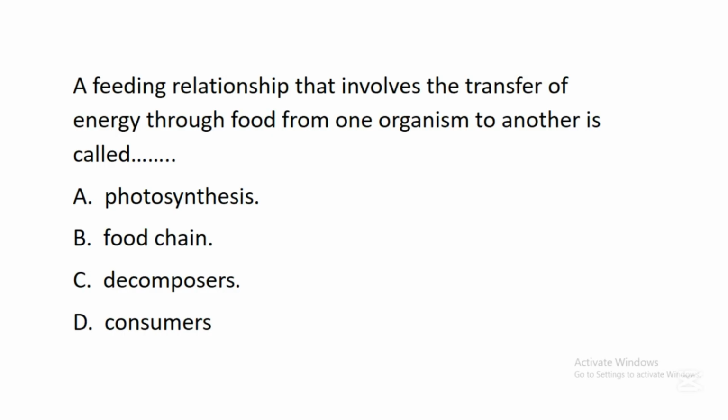The first question we have here says, a feeding relationship that involves the transfer of energy through food from one organism to another is called dash. A. Photosynthesis. B. Food chain. C. Decomposers. D. Consumers. In this question, the correct answer is B. Food chain. This food chain is a feeding relationship that involves the transfer of energy through food from one living thing to another.